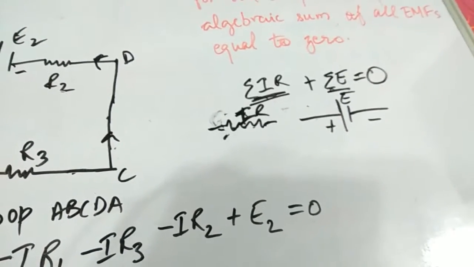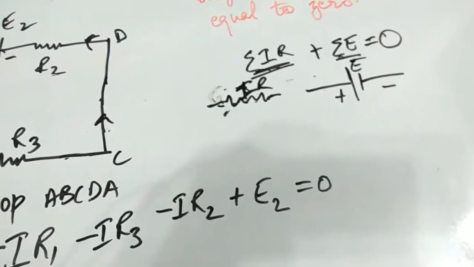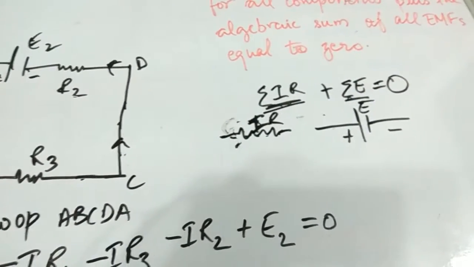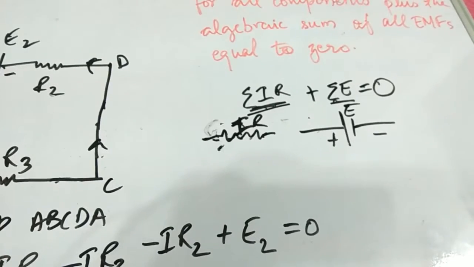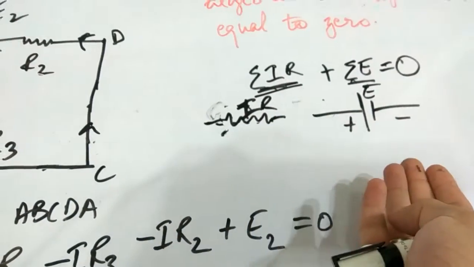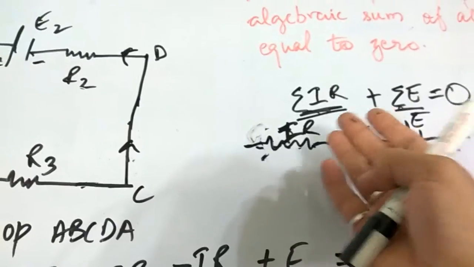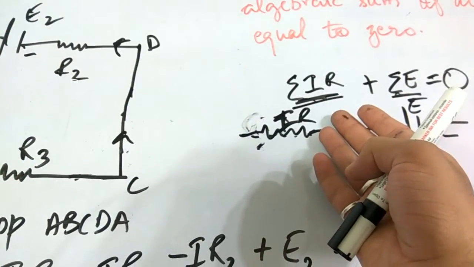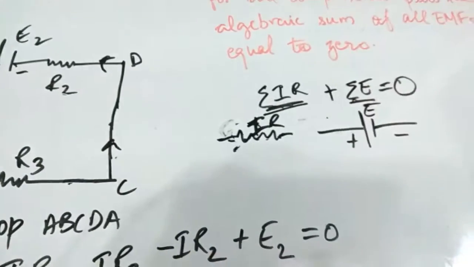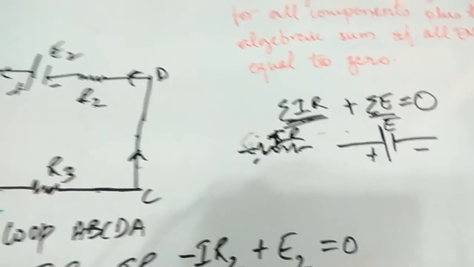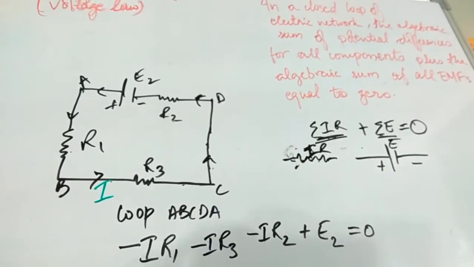Therefore Kirchhoff's law is in accordance with the law of conservation of energy, because this one is supplying energy for sending a unit charge around the circuit. This one represents the total energy spent in sending a unit charge around the circuit. I think this is the end of the video.